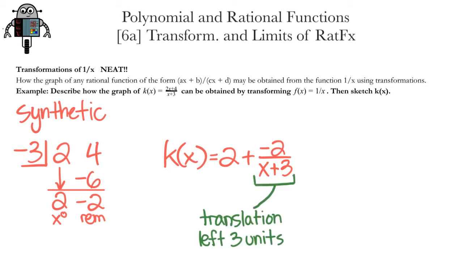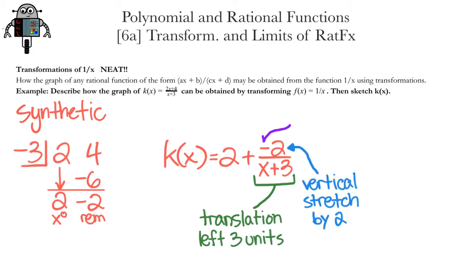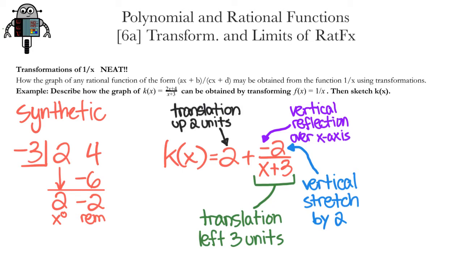First, we have a translation to the left 3 units. Then we have a vertical stretch by a factor of 2. The negative sign reflects the graph vertically over the x-axis. Finally, the positive 2 translates the graph up 2 units.